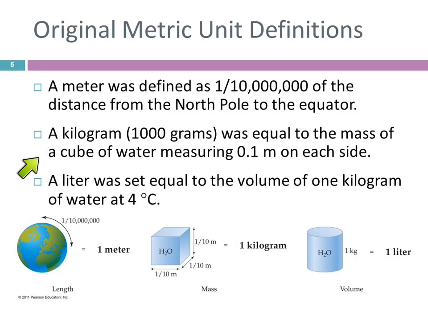A kilogram of mass is equal to the mass of a cube of water measuring 0.1 meters on each side. So that's 1,000 grams was a cube of water. They based it on the water. And then they said that a liter was equal to the volume of 1 kilogram of water at 4 degrees Celsius. So those were the original definitions. The current definitions are much fancier, and I'm not going to test you on those. I just think it's interesting to see how those units were defined.